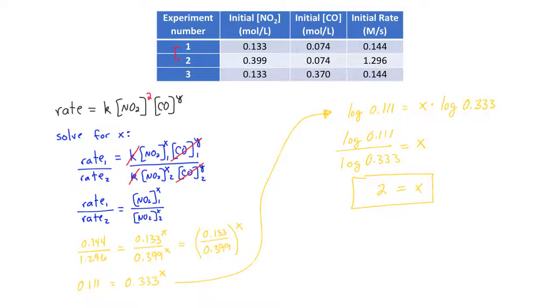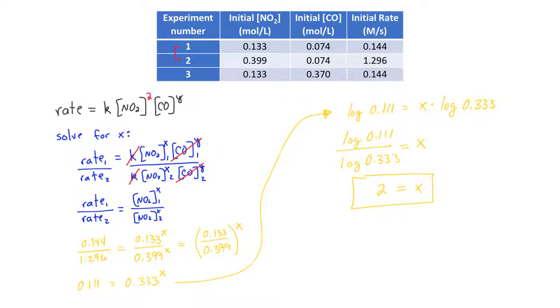Next, we want to solve for y. That's the exponent on carbon monoxide, so we're going to look for two experiments where only the concentration of carbon monoxide changes. We're going to look at experiments 1 and 3, because in those two experiments the concentration of CO changes, but the concentration of NO2 does not change.